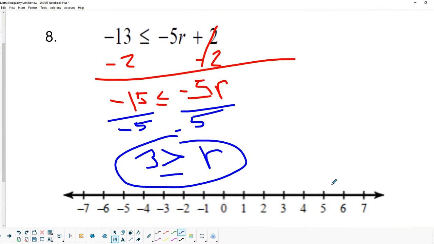So now to graph that solution, this says all the r values less than or equal to 3. So when we graph this inequality, we just put a closed circle at 3. And this is r less than or equal to 3. So all the numbers less than or equal to 3 are to the left of it. So that's what our graph for this inequality will look like.